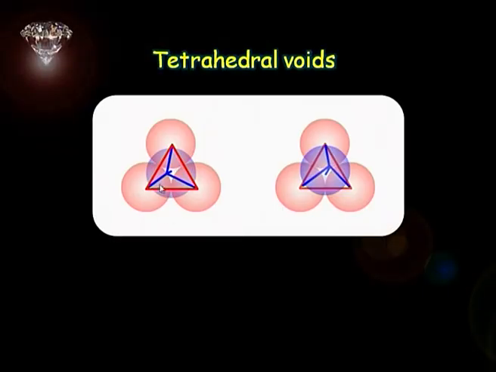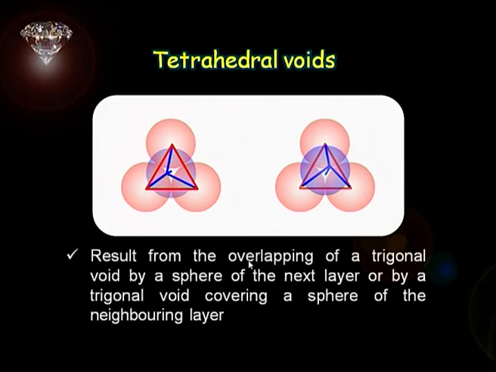Let us move a little further and have a look at the tetrahedral voids. I have just explained to you, that is, you have one atom of the previous layer covered by 3 atoms of the second layer, or 3 atoms of the first layer covered by 1 atom of the second layer. In both the cases, I am getting a tetrahedral void, but they are of 2 different types. We will elaborate more about it as we proceed. So, what we see is that tetrahedral voids result from the overlapping of a trigonal void by a sphere of the next layer, or by a trigonal void covering a sphere of the neighboring layer. So, both ways we can get a tetrahedral void.